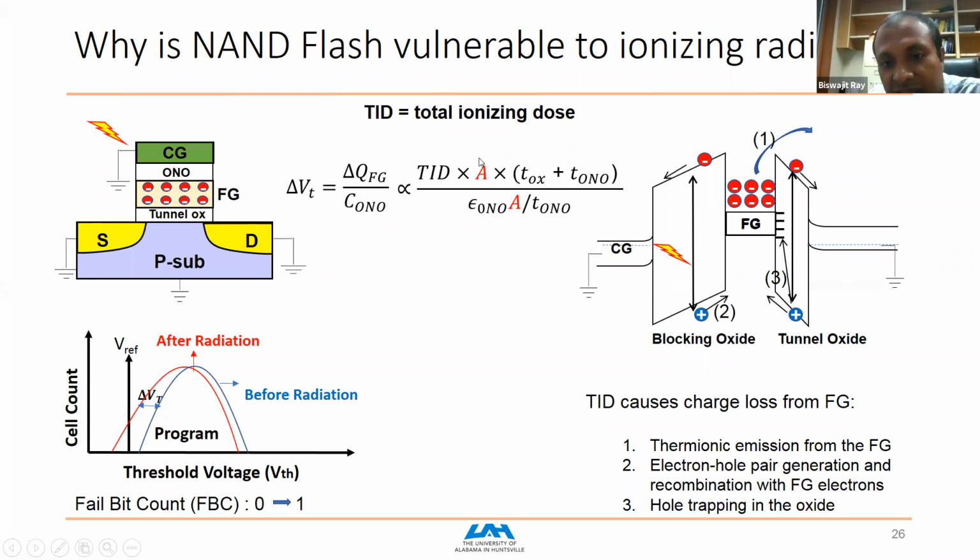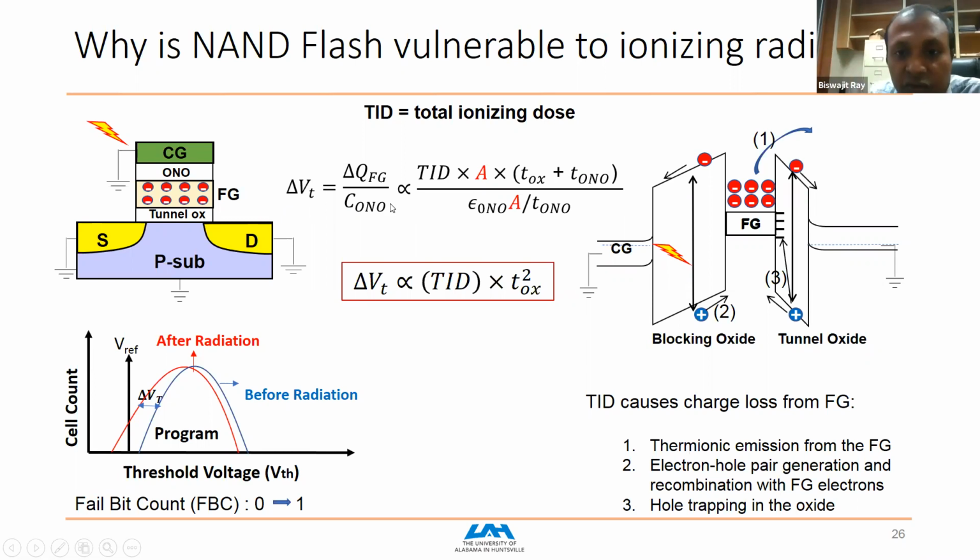So area dependency goes out, and at the end you come up with this simple equation, the Tox square, the oxide thickness square, right? Oxide thickness and ONO thickness have a fixed ratio, so that's why this equation can be simplified in this form, oxide thickness square. That means if you don't scale this oxide thickness, even if you make a small device or big device, your threshold voltage shift will be the same and your tolerance will not improve.